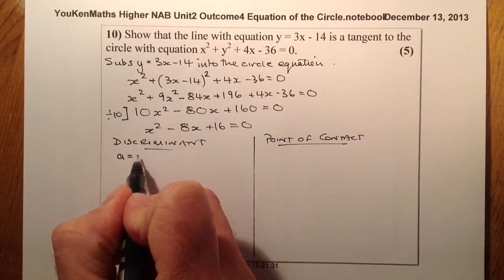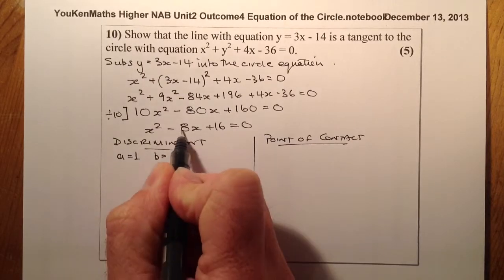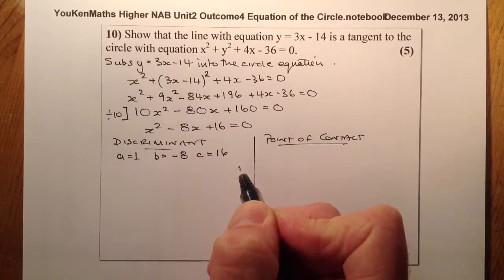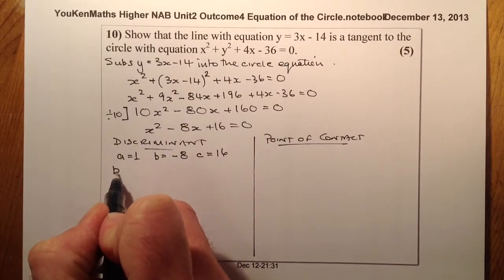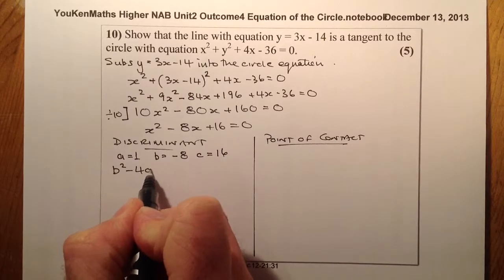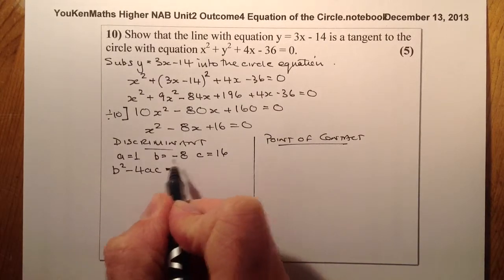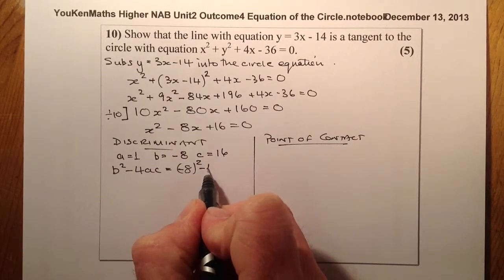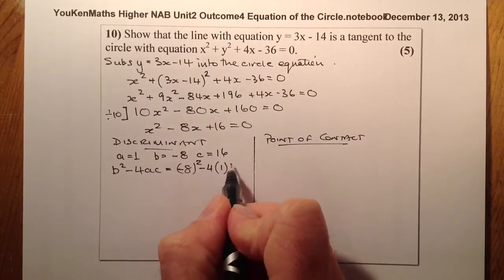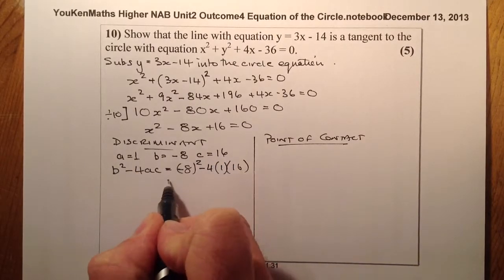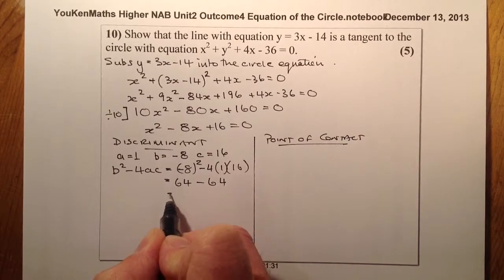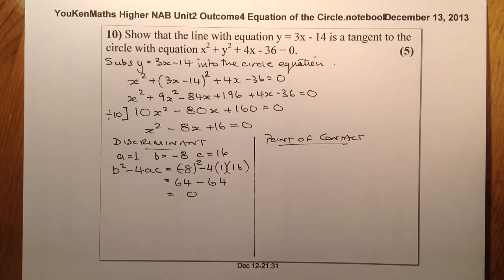of a is equal to 1, my value of b is equal to -8, and my value of c is equal to 16. And what I'm going to do is work out the discriminant, which is b squared minus 4ac. I'm going to substitute in -8 squared, subtract 4 times a, which is 1, and c, which is 16. So what I have here is 64 minus 64, and what I get is an answer of 0 for the discriminant.